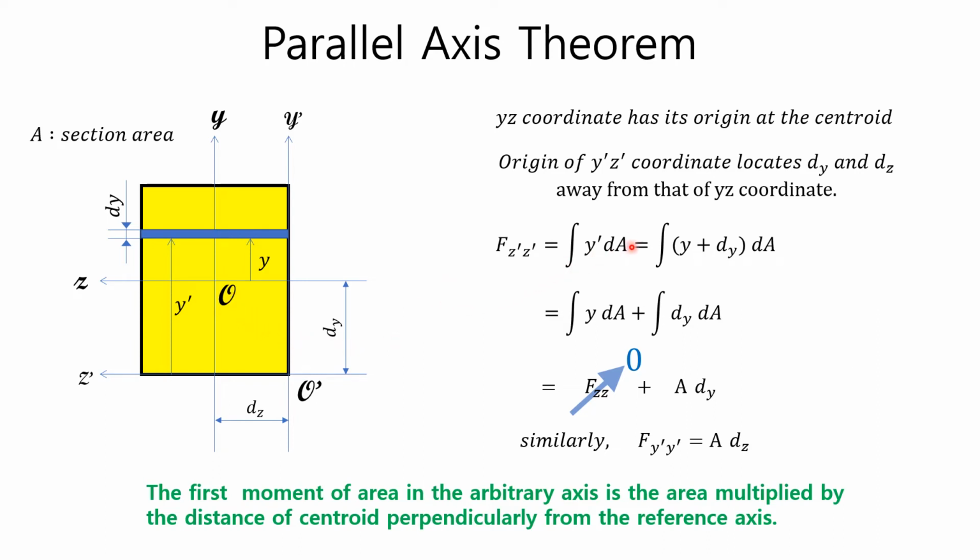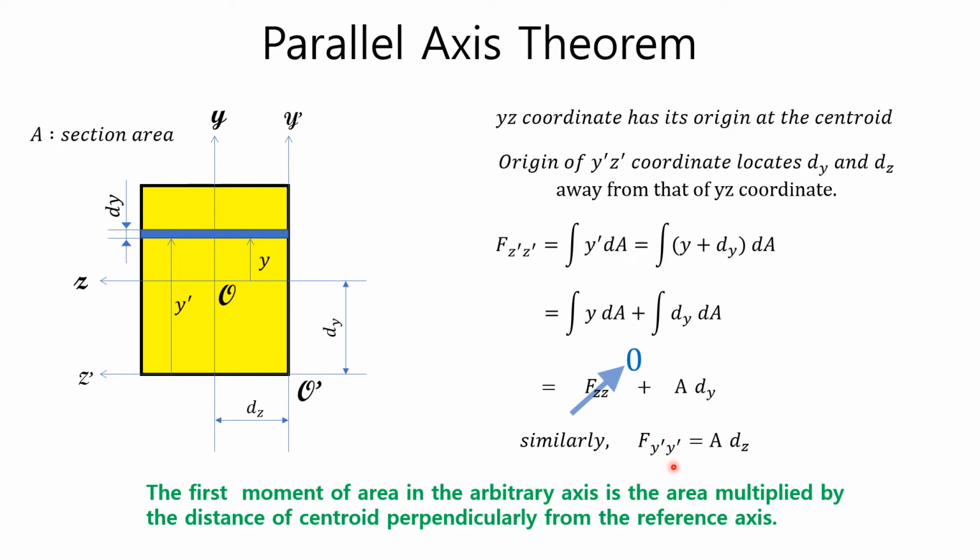From the definition, we can calculate the first moment of area for the y z prime coordinate. y prime equals y plus dy. Therefore, we have two integral terms. The first one equals 0 because the first moment of area is 0 when its origin is at the centroid. Consequently, we end up with this equation. Similarly, we can derive the equation for the other axis, y prime.